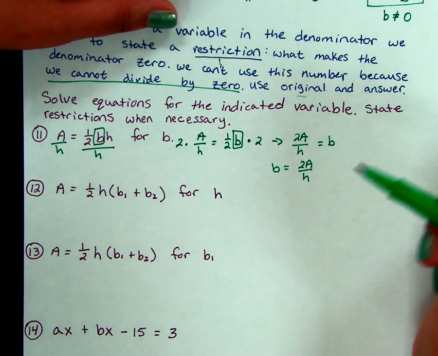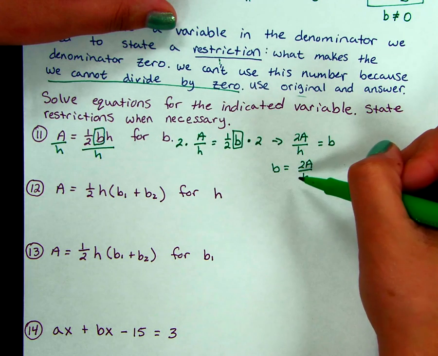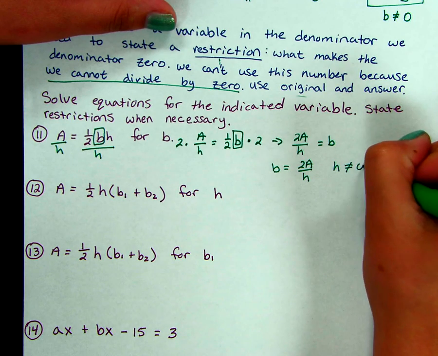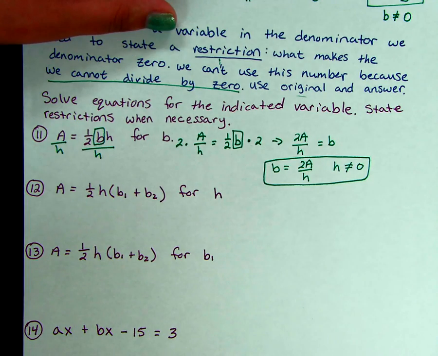And then since H is in the denominator, that means that we can't substitute 0 in. So we have to say that H can't be 0. All of this is our answer.